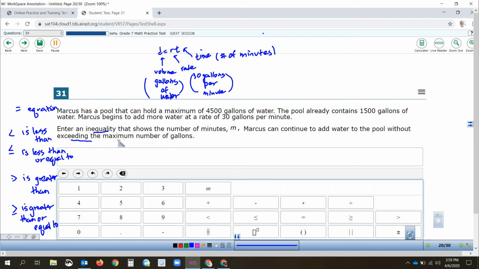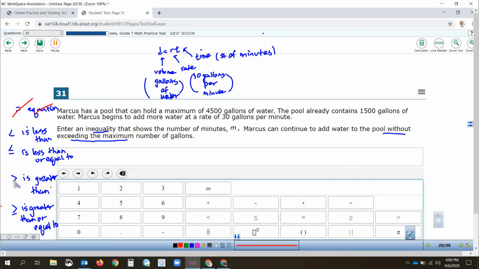Okay, now they don't want us to exceed the maximum? So let me ask you a question. We're filling up the pool and we don't want to exceed it. Well, we can't use this one, right? We can't use that because that would make it an equation. So it's got to be one of these, all right? But we don't want to exceed the maximum. So which of these would allow us to exceed the maximum?